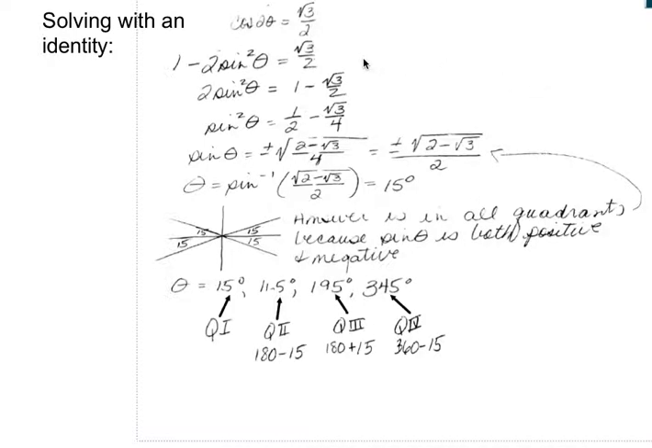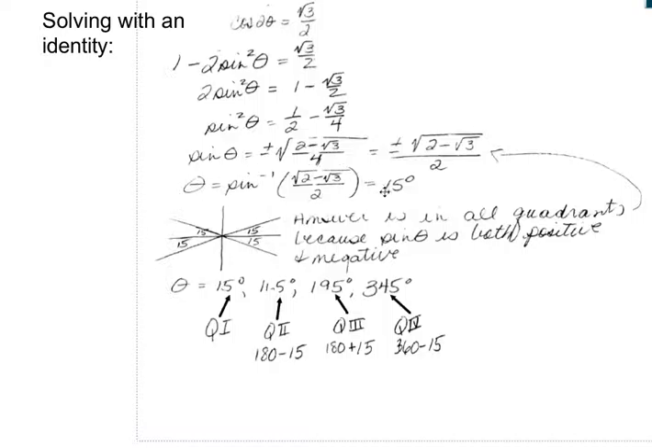Here's the solution. You were supposed to solve it with an identity. I used 1 minus 2 sine squared theta for cosine of 2 theta, and then I solved for sine squared. I took the square root of both sides. And remember, when you take the square root of both sides, it's either positive or negative.